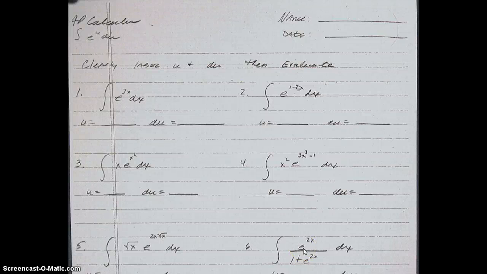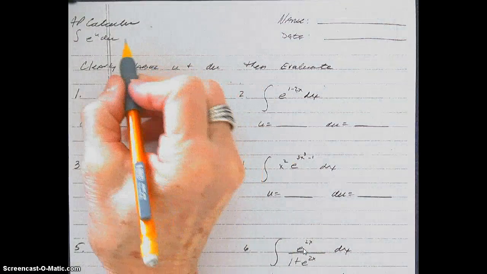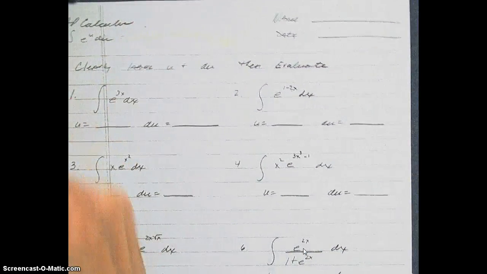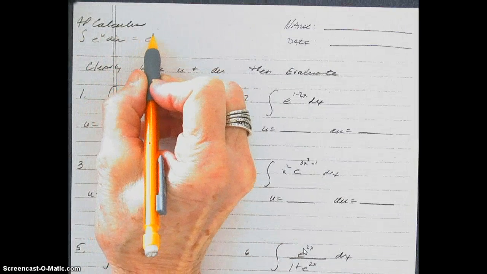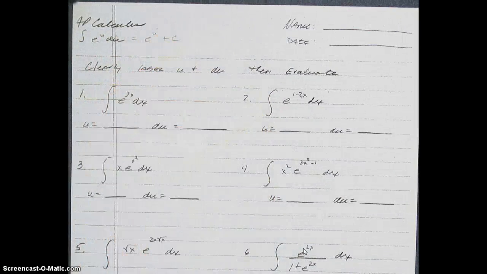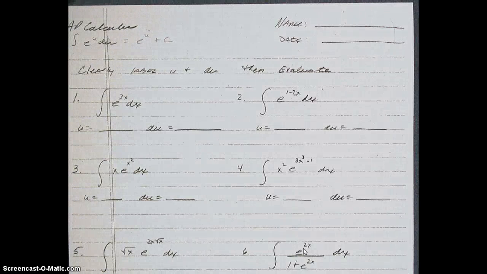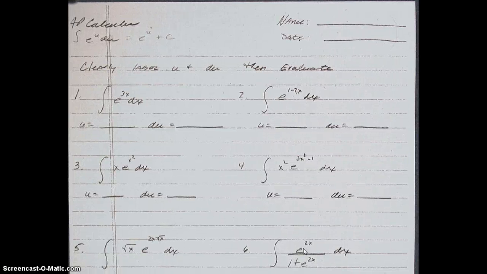Today we're going to look at taking the antiderivative of e to the u. So the rule is not complicated. It's simply the integral of e to the u du is e to the u plus c. So again, the hardest thing to figure out is what is u, and hope for the best with du.